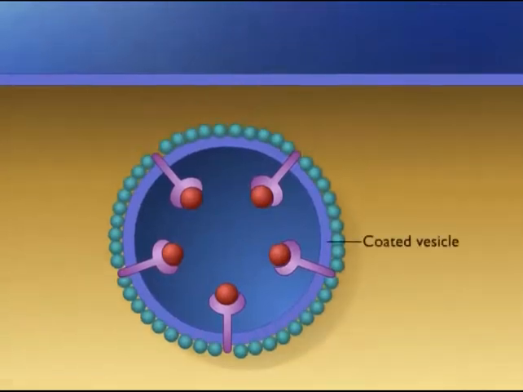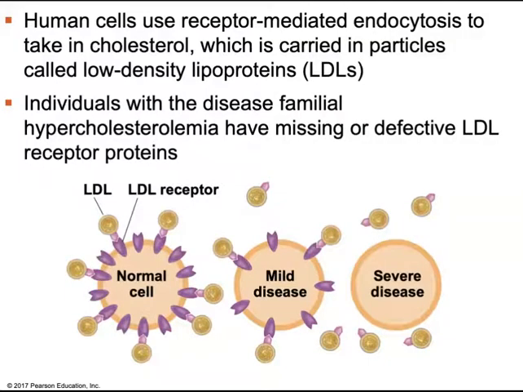Human cells use receptor-mediated endocytosis to take in cholesterol, which is carried in particles called low-density lipoproteins, or LDLs. Individuals with the disease familial hypercholesterolemia have missing or defective LDL receptor proteins.